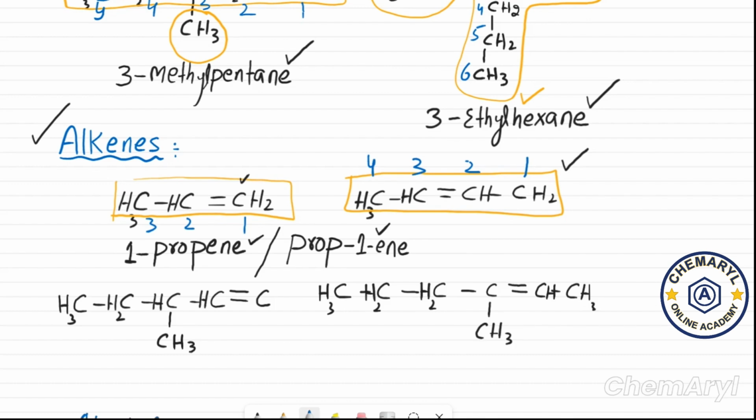So dear students, tell me at which position the double bond is present? Second. So we can write 2 as the position for the functional group. How many carbons are present in this compound? 4. So what is the prefix used for 4? But. And what is the suffix used for carbon double bond carbon? Ene. Butene. So 2-butene is the correct name for this compound. You can also write the name in this pattern also. Butene.